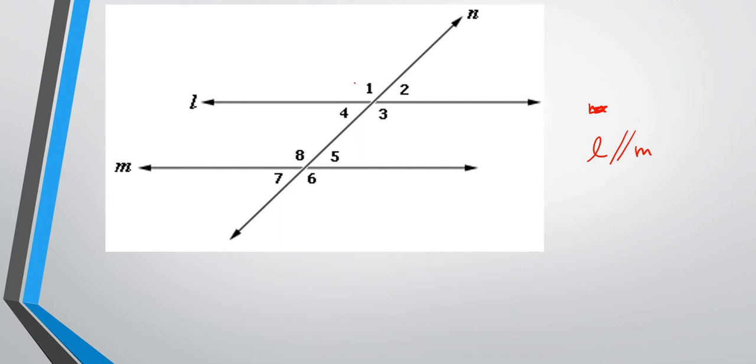We still have vertical angles like 1 and 3. We still have a linear pair like 5 and 6 that add up to 180. But now we also have some special cases that we can look at because of the fact that L and M are parallel to each other.